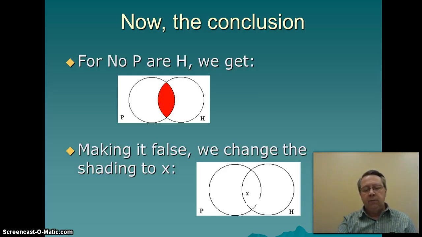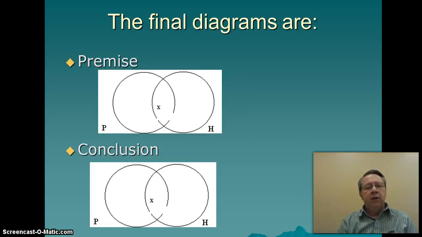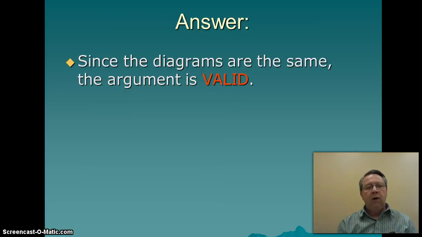When we change the shading to an X, what we're saying is some PRH. So the premise is some petunias are houseplants. The conclusion is it is false that no petunias are houseplants, but because of using a Venn diagram and converting it to a true statement, we now have some petunias are houseplants. So therefore, we have a valid argument. So that's example number 1.